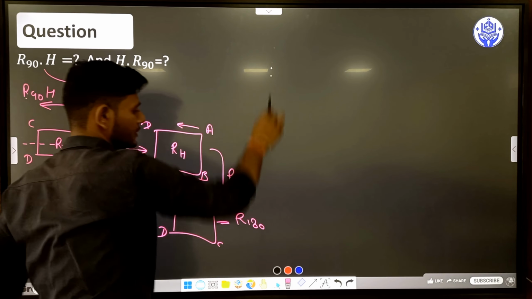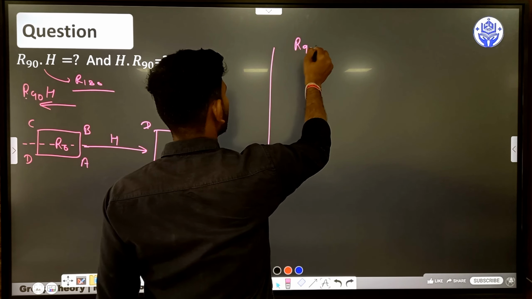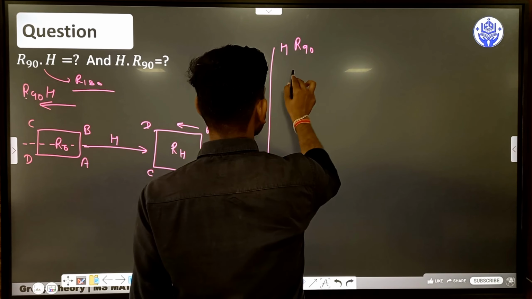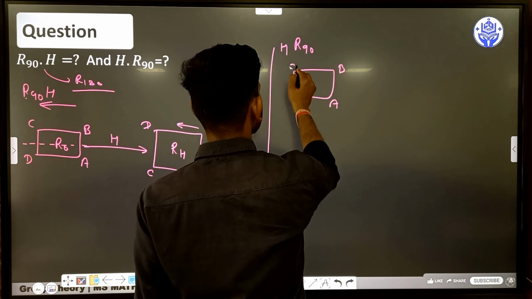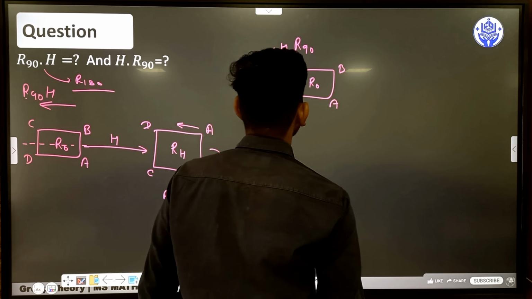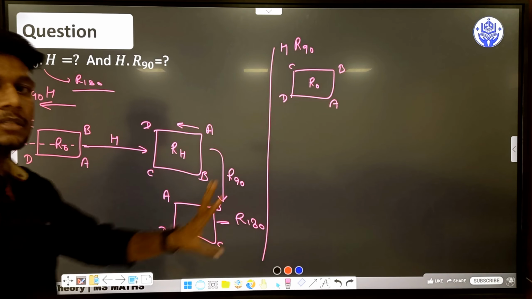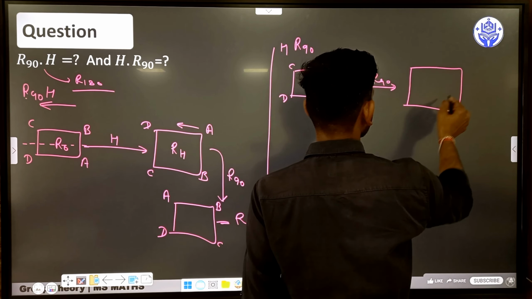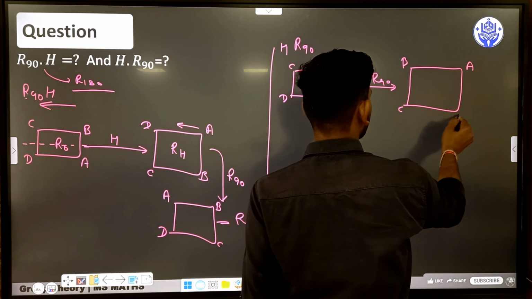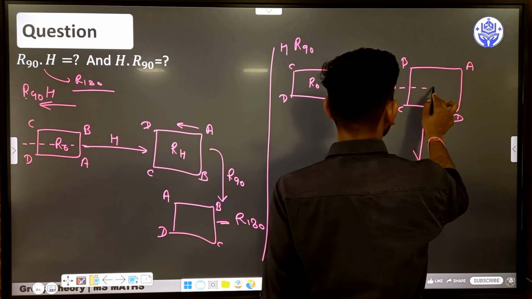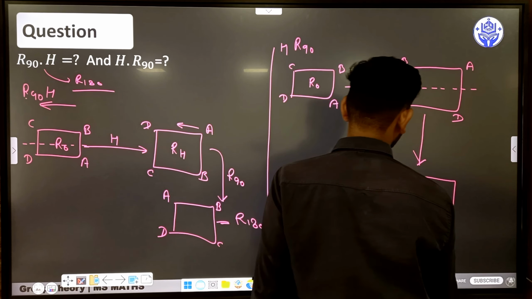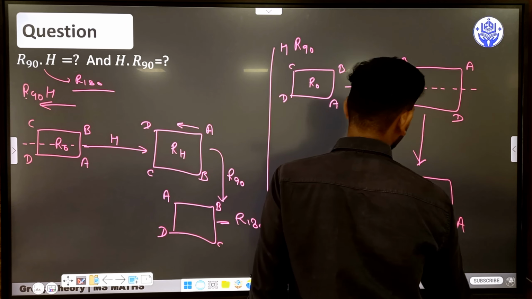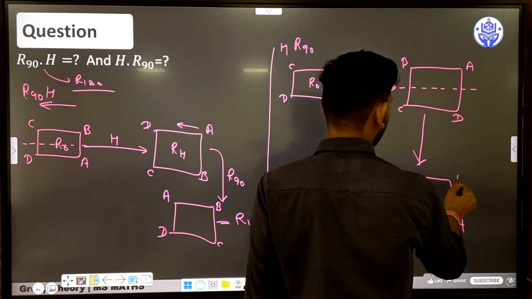Now just calculate this. H into R90. First what I will do is R90. So this is my A, B, C and D. This is your R of 0. Just take R90. From here if I apply R90 rotation, then it is A, B, C and D. Now take horizontal. This is your horizontal plane. Horizontal means it is your A, your B, your C and D.